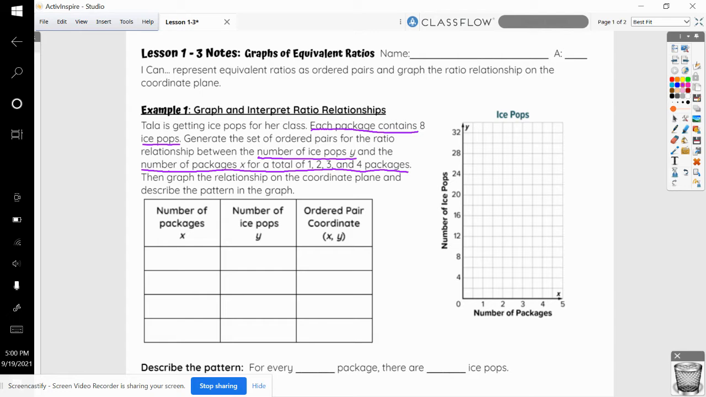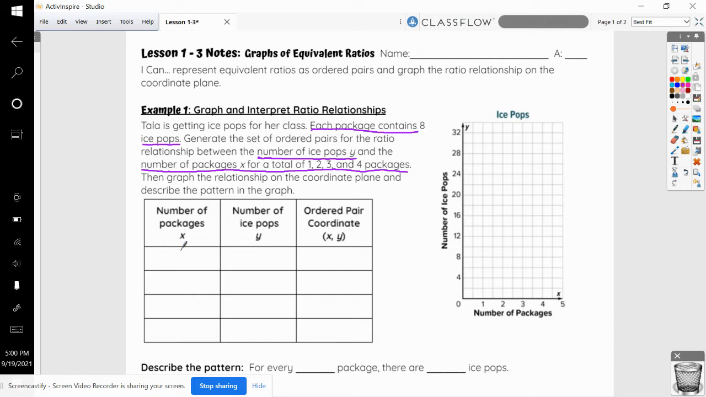And so our x coordinate in our table's on the left, and it says the number of packages. That's going to be the x. And what that means is on our graph, that's going to be at the bottom. It goes across or horizontal. And then our ice pops is this middle column. That's y, and that goes up. Okay, so it's vertical on the graph. As you can see, it says number of ice pops. And then it says we want 1, 2, 3, and 4 packages.